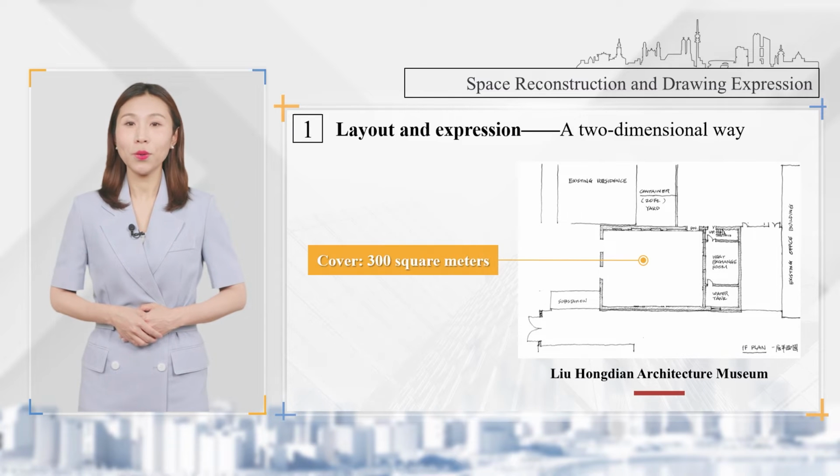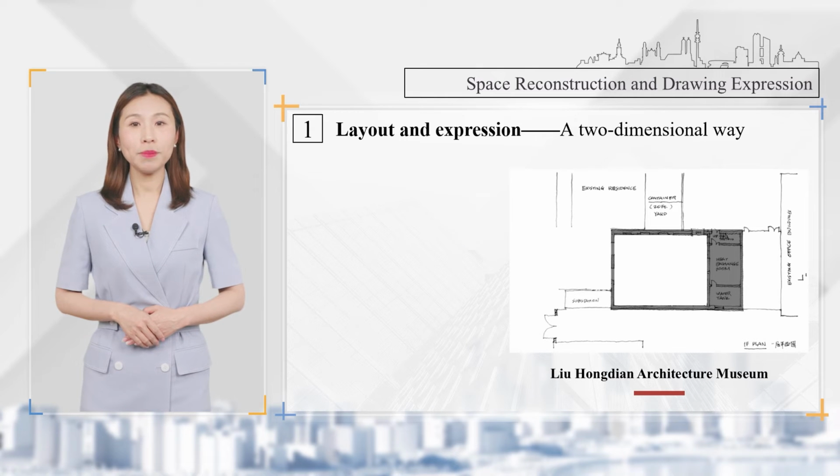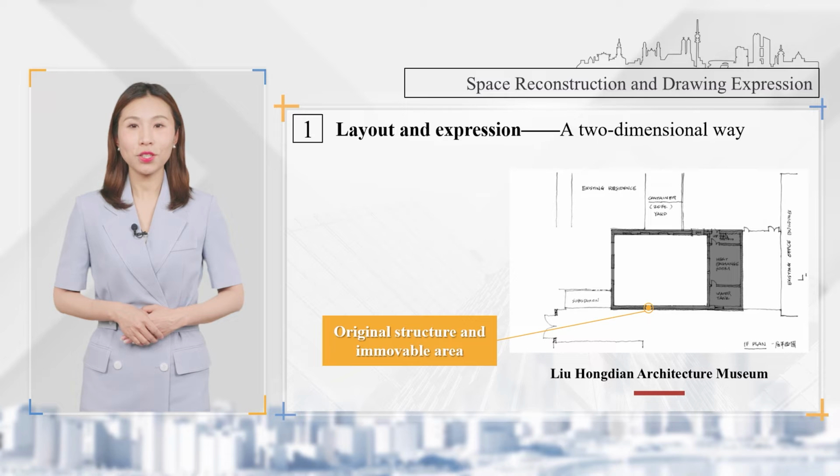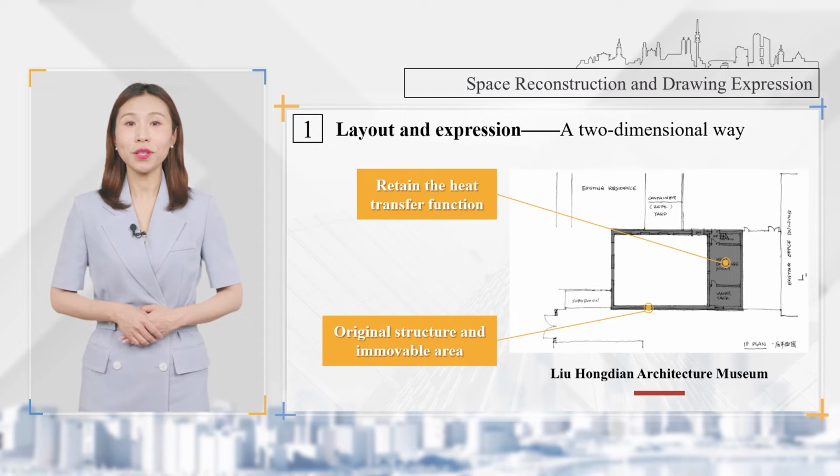This is a single-layer boiler room with a construction area of only 300 square meters. Its original state is drawn first. Through structural deepening design, we determined that the original main structure of the building and the heat exchange station still in use are the part of the black area. This is the embodiment of the authenticity of the design.